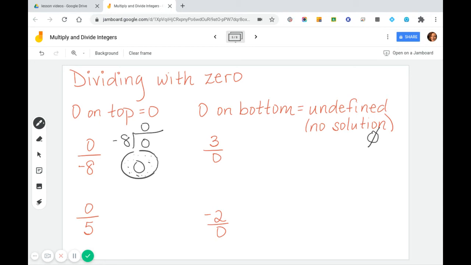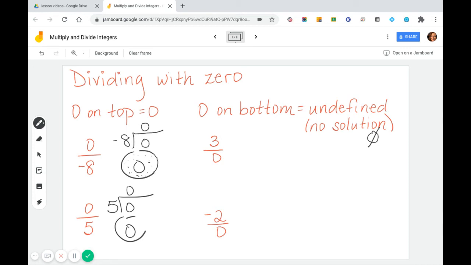0 over negative 5. So again, 0 would fall inside. You want to ask yourself, what do I multiply 5 by to get 0 for an answer? And that's, of course, 0. So when 0's on top, you get 0. You get donut. When 0's on the bottom.